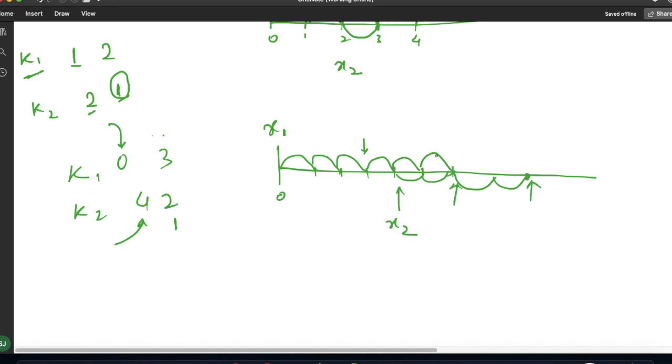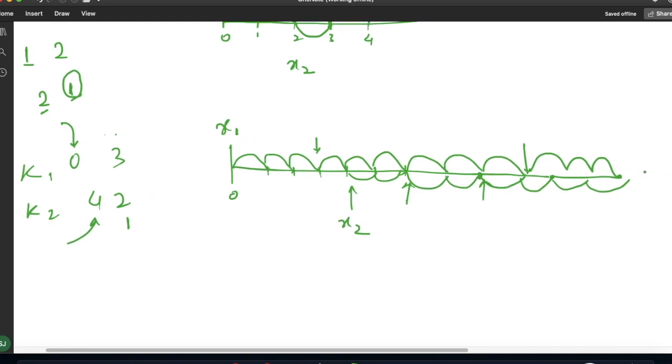So again k1 will jump 3 meter, 1, 2 and 3, it reaches here. Now k2 will jump 2 meter at a time, 1, 2, it reaches here. Now again 1, 2 and 3, it reaches here. Now k2 will jump 2 meter, 1 and 2. You can see here at this distance they meet.